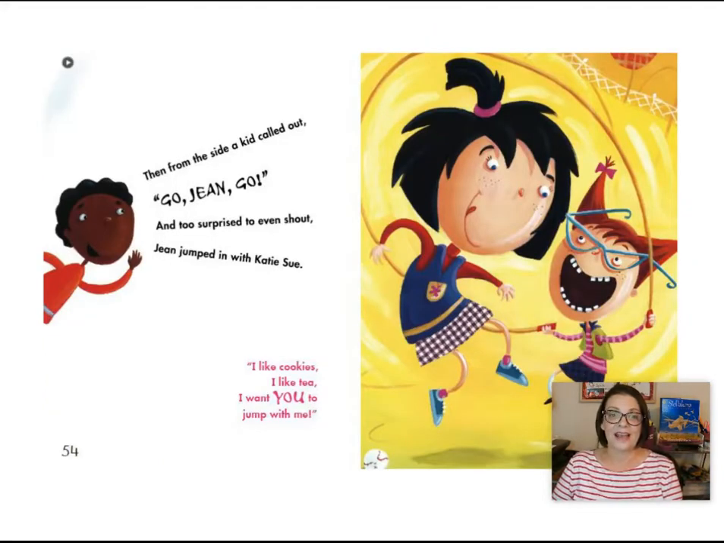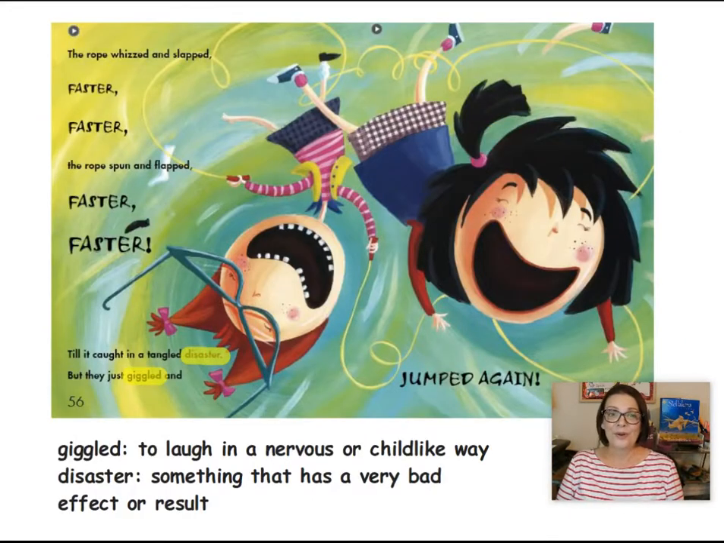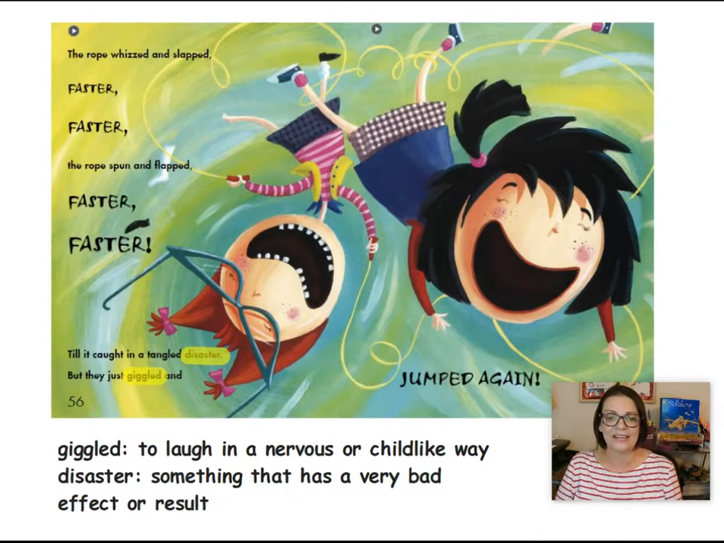Then from the side a kid called out, "Go, Jean, go!" And too surprised to even shout, Jean jumped in with Katy Sue. "I like cookies, I like tea, I want you to jump with me." The rope whizzed and slapped, faster, faster the rope spun and flapped, faster, faster, till it caught in a tangled disaster. But they just giggled and jumped again.